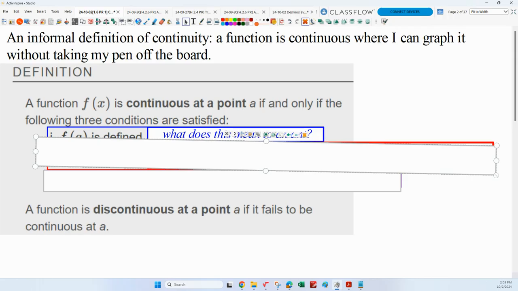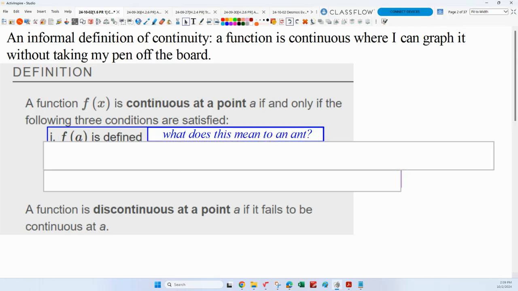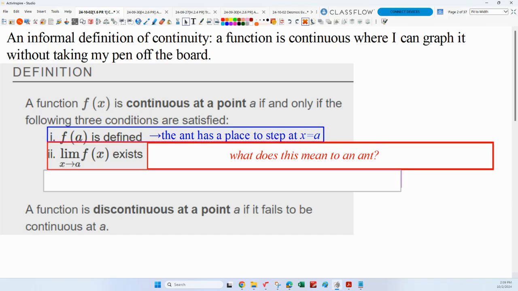Okay, what does that mean in terms of an ant? It can stand there. Yeah. The ant has a place to step at x equals a. He's standing on solid ground. Okay, the second part. Not only is the function defined, the limit exists as x approaches a.